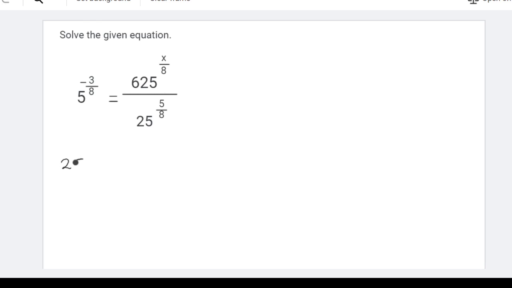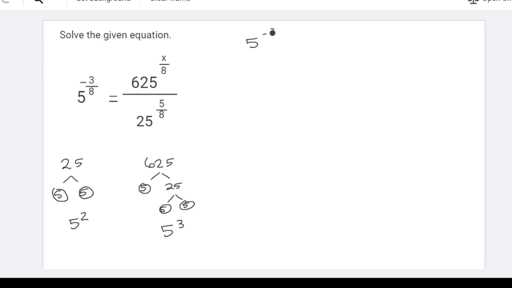So 25 I know is 5 times 5. So for the 25, I'm going to call that 5 squared. 625 I know is 5 times 25. And I know that 25 is 5 times 5. So I'm going to call the 625 5 cubed. So I'm going to rewrite this equation, replacing the 625 and the 25.